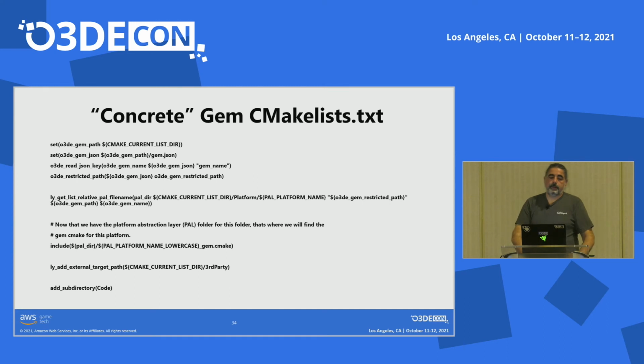All right, so if we take a look at the concrete gem CMakeLists.txt, we see a number of things. The first thing that we usually see is that we set the gem's path to be the current list dir. That CMake command tells us that it's this folder that this current file is in. The gem.json is right alongside it inside that folder, so we know that. We can set that to the gem path that we just created /gem.json.